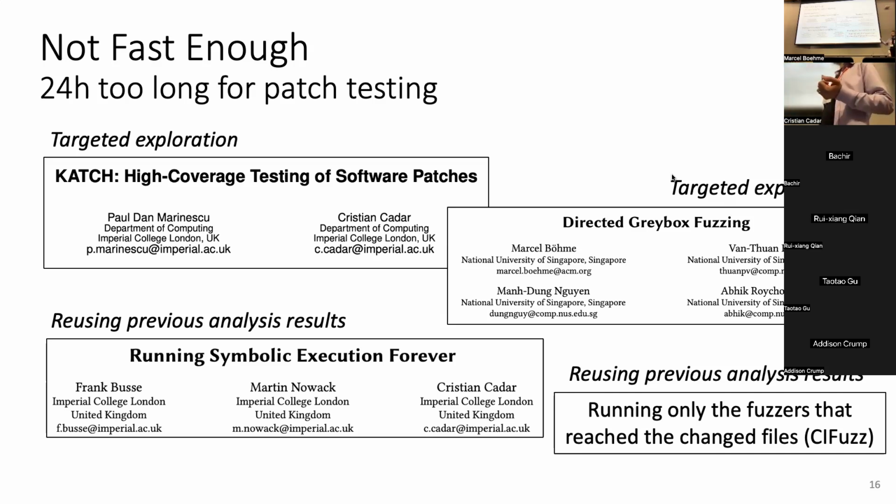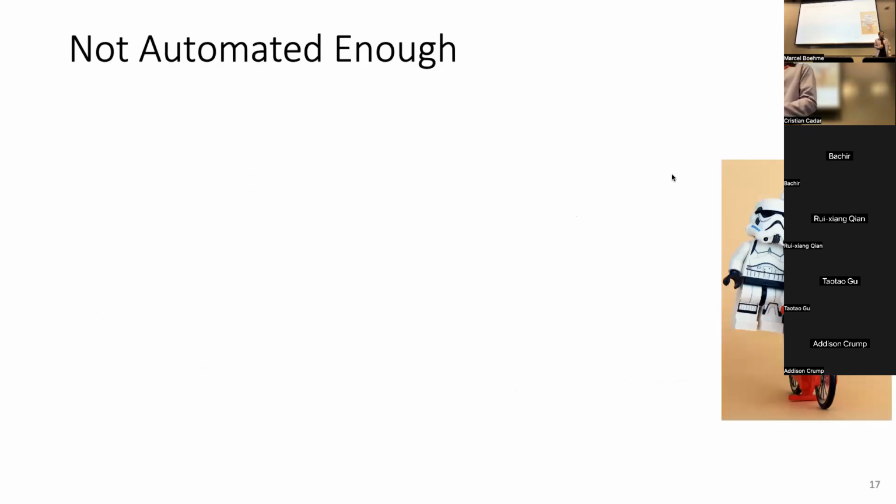And the other example is the one that I mentioned for CI fuzz, which only runs the fuzzers that reach the changed files. And I think this can be improved to work at a finer level of granularity. Okay, so another challenge is that these techniques are not automated enough.